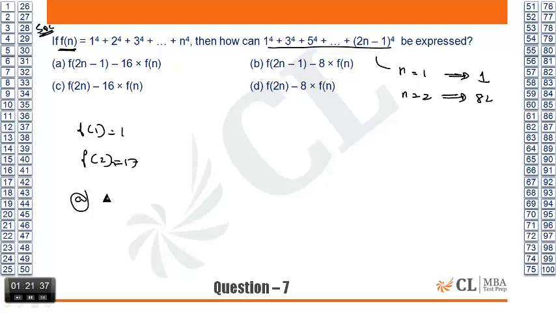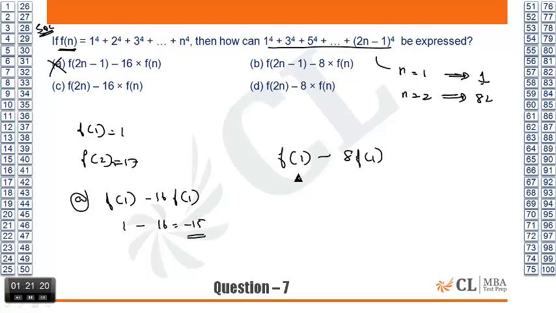When I put n equal to 1, this is f of 1 minus 16 times f of 1. See, f of 1 is 1, so 1 minus 16 will be minus 15. I need a 1, and I'm getting minus 15. Doesn't make sense. Option B: f of 1 minus 8 times f of 1, that is 1 minus 8, which will be minus 7. I need a 1.